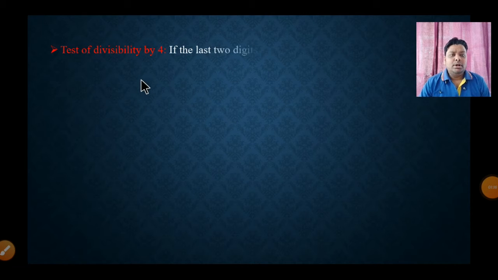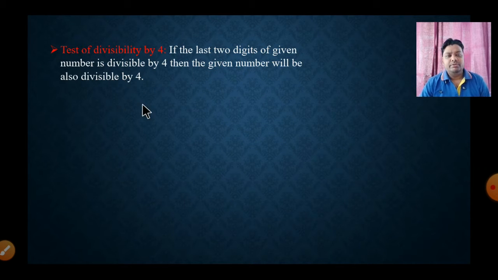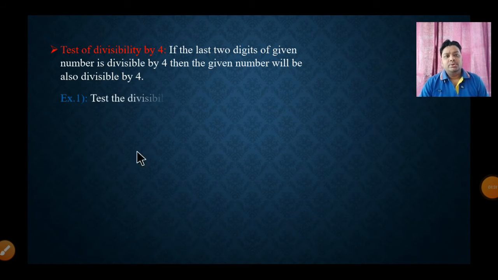So let's see the test of divisibility by 4. Okay, so if the last two digits of a given number are divisible by 4, then the given number will also be divisible by 4. It means we have to check only the last two digits.